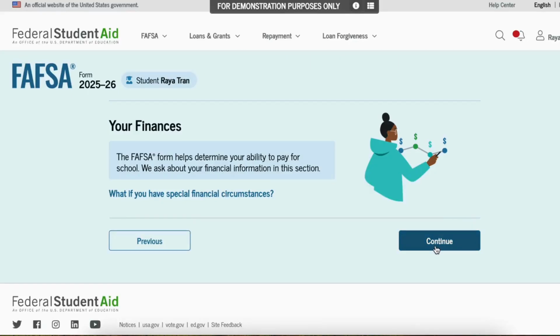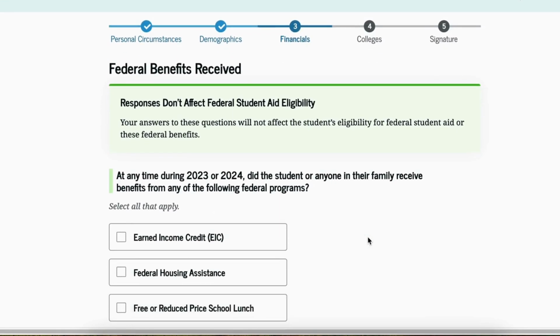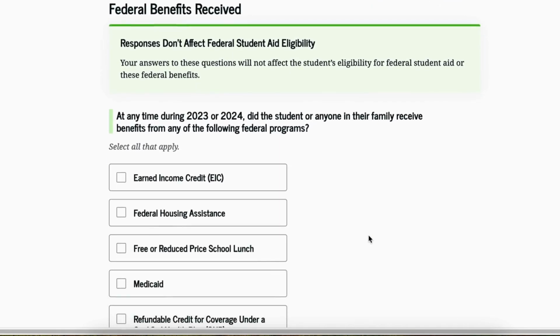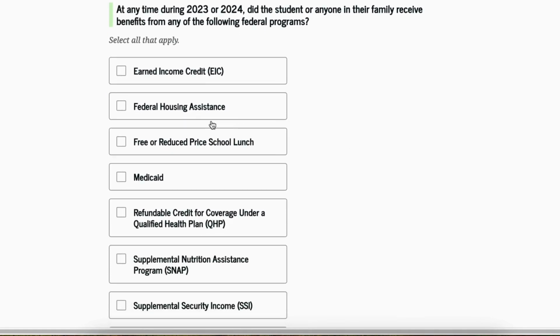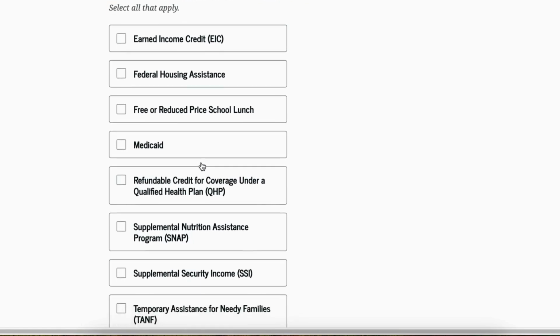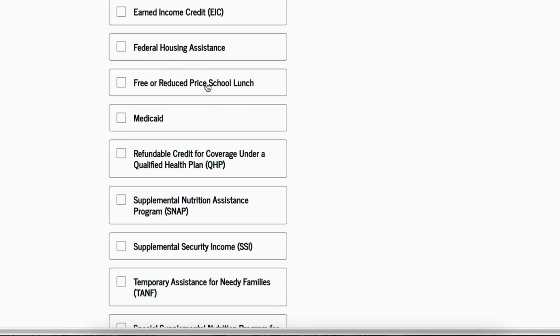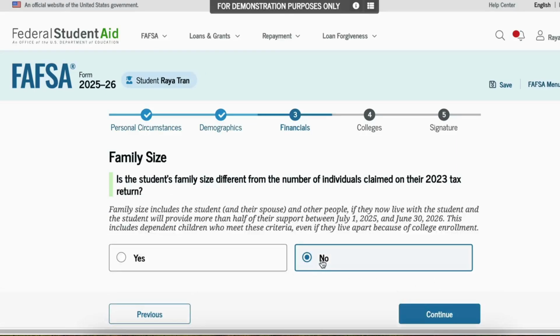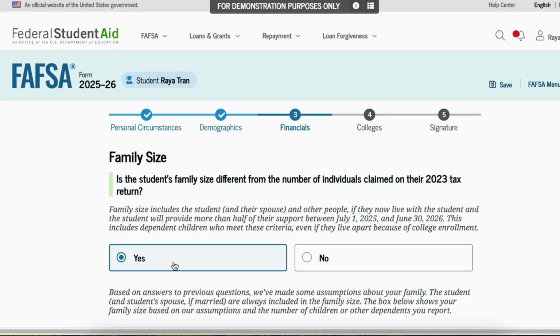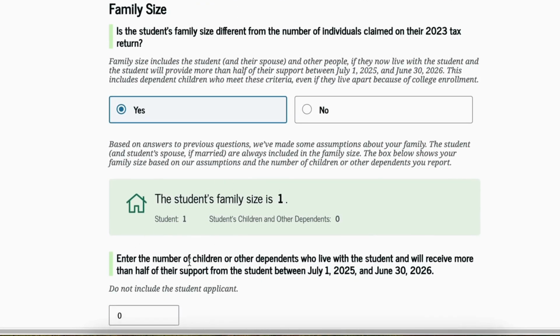Then we will be brought into the finance piece. In here, we're going to put in any federal benefits received. So just keep in mind that Round Lake has a free and reduced school lunch program, so feel free to click that one. And then if there's anything else, I will click none of these apply. Your family size: if on the taxes your family size is correct, then you're going to say no. But let's say someone was born or there's someone else that was not listed in family size, you're going to click yes, and then you're going to put in who else was in the household.